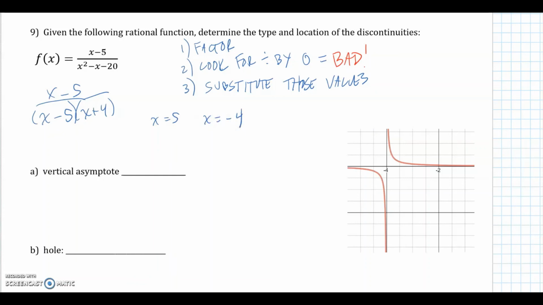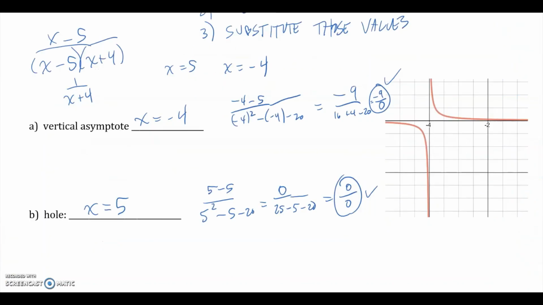I'm going to have this canceled out x minus 5 factor, so that's going to probably indicate that that's where the removable discontinuity is, or the hole. I'm going to check that in a second. And then when I simplify this, I end up with 1 over x plus 4, so -4 is most likely my vertical asymptote. I'm going to substitute those values to check. So when I substitute in x equals -4, I end up with -9 over 0, which is the indicator of a vertical asymptote. Any real number divided by 0 is usually a vertical asymptote. When I substitute in x equals 5, I ended up with 0 over 0, which tells me I've got a hole.